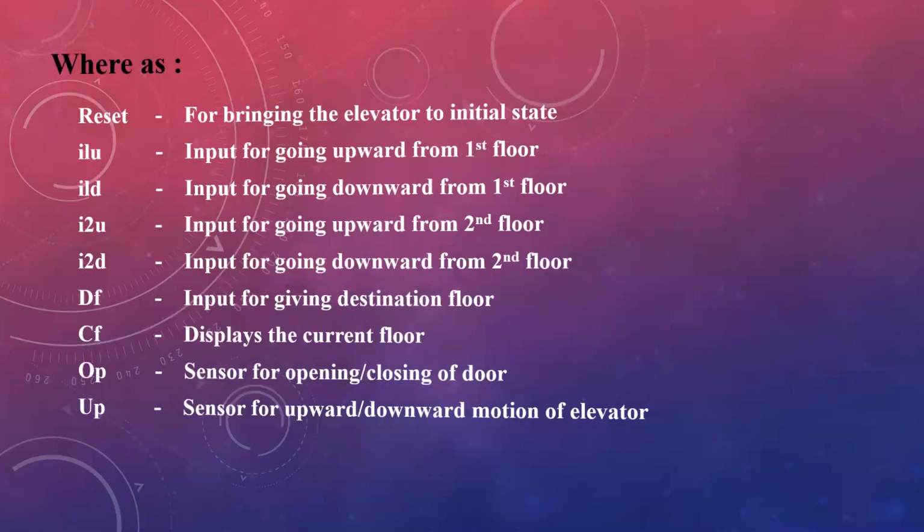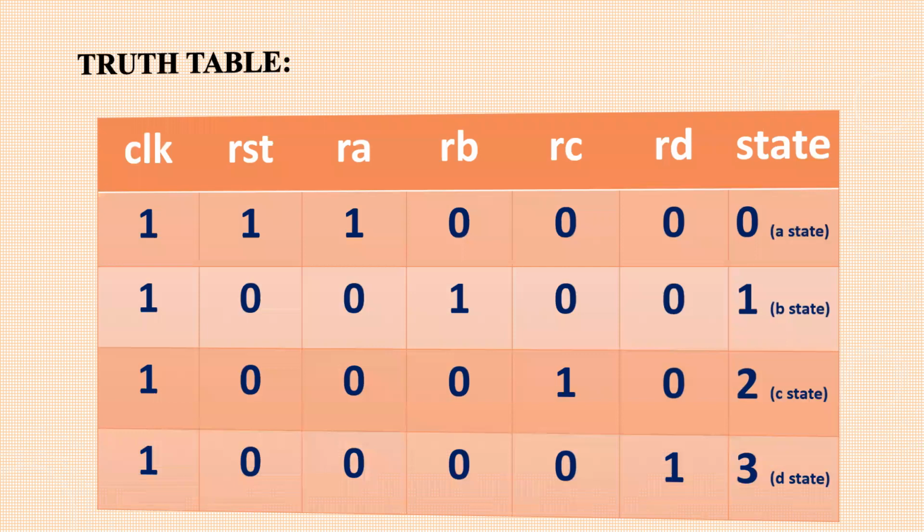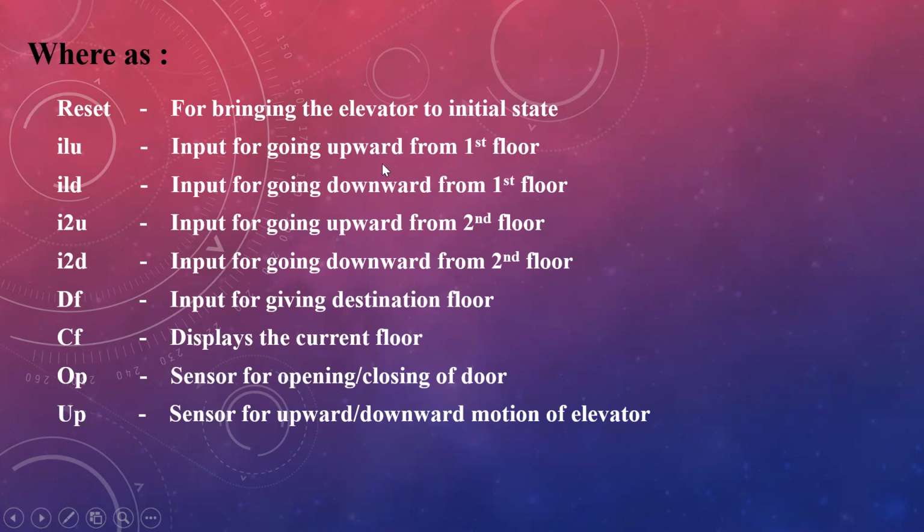If reset is equal to 1, which means that the floor will be in the initial condition only. So we will give here reset is equal to 1 only for the first floor in the truth table.